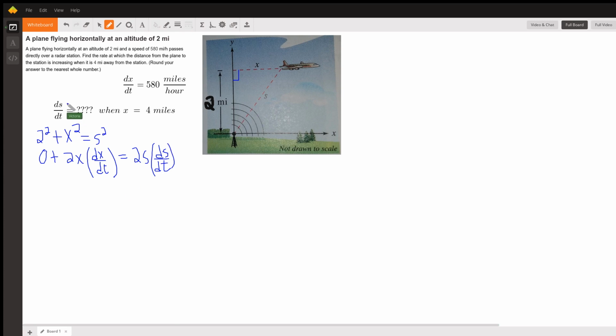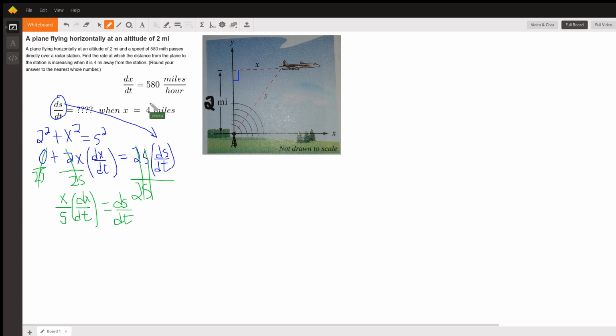Now, this is what we're looking for. So if we solve for this, we could divide both sides by 2s. We can divide 0 by 2s, but it won't change anything. That's just gone. And the 2s cancel. So what we find is that we have x over s times dx/dt, and that is what we're looking for, ds/dt.